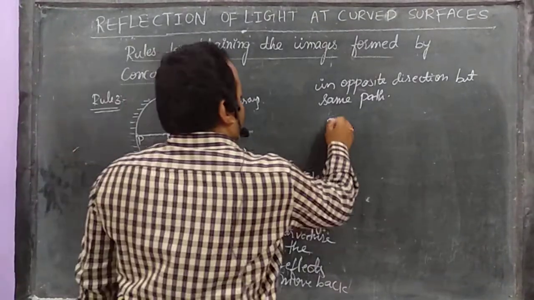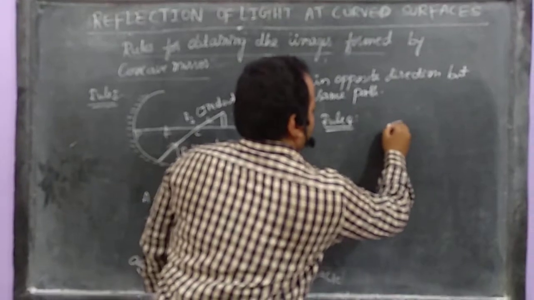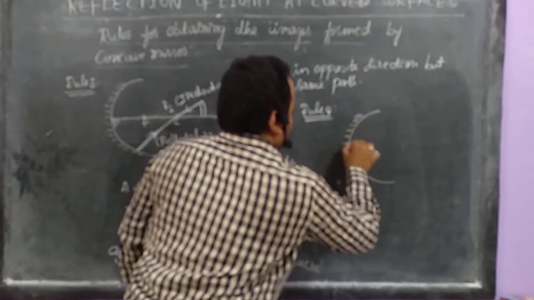Let us move to rule 4. Once again I draw the concave mirror. This is the last rule for us. This is the hard surface.